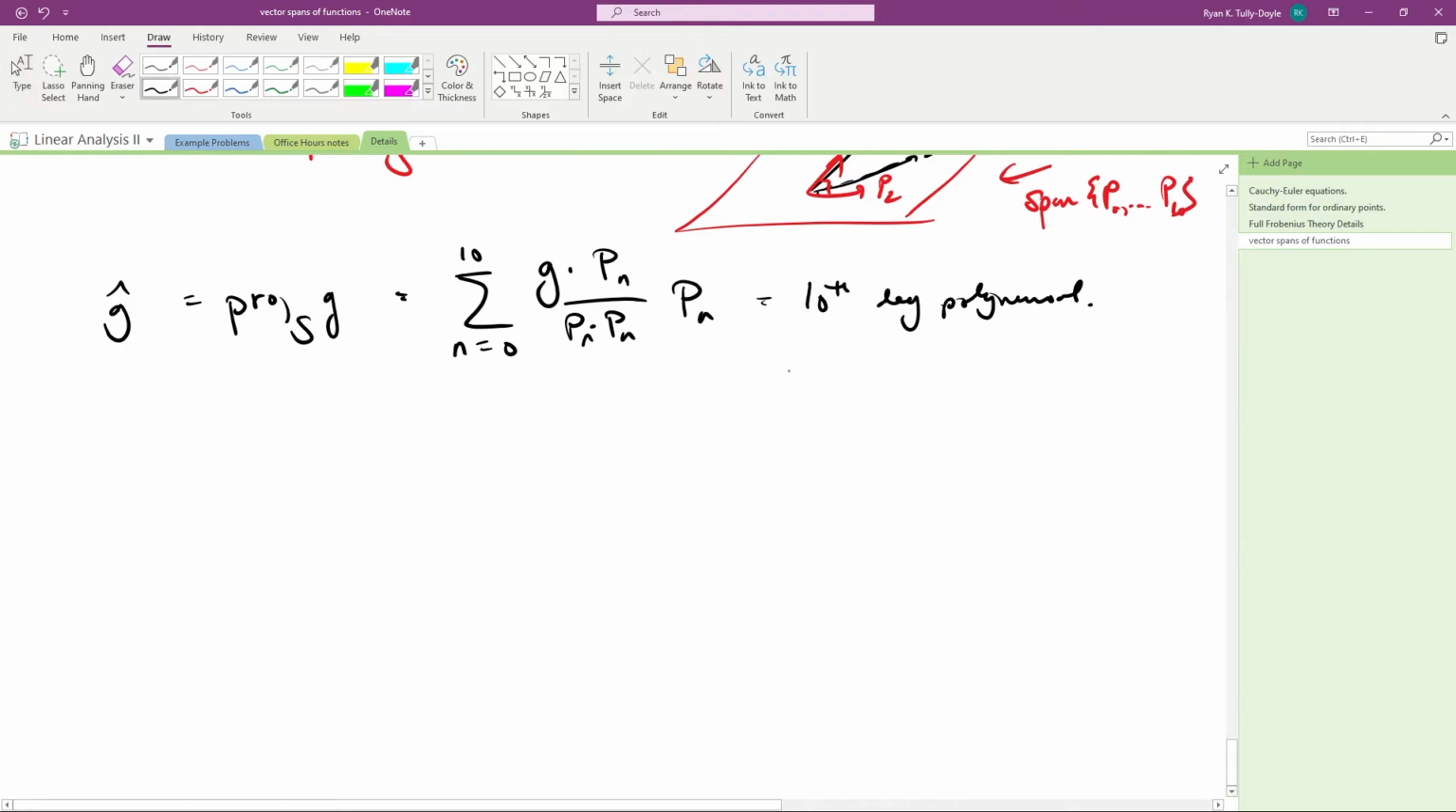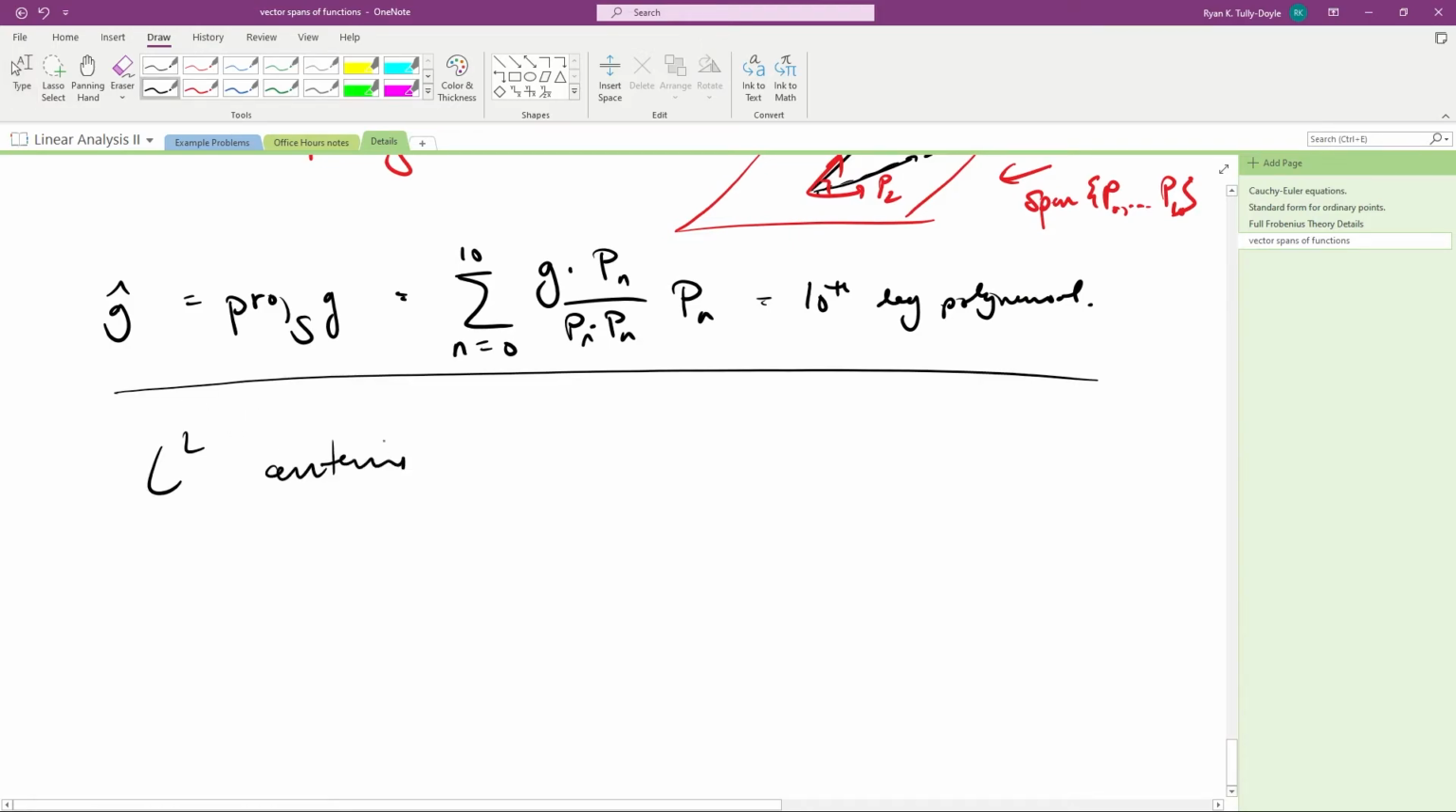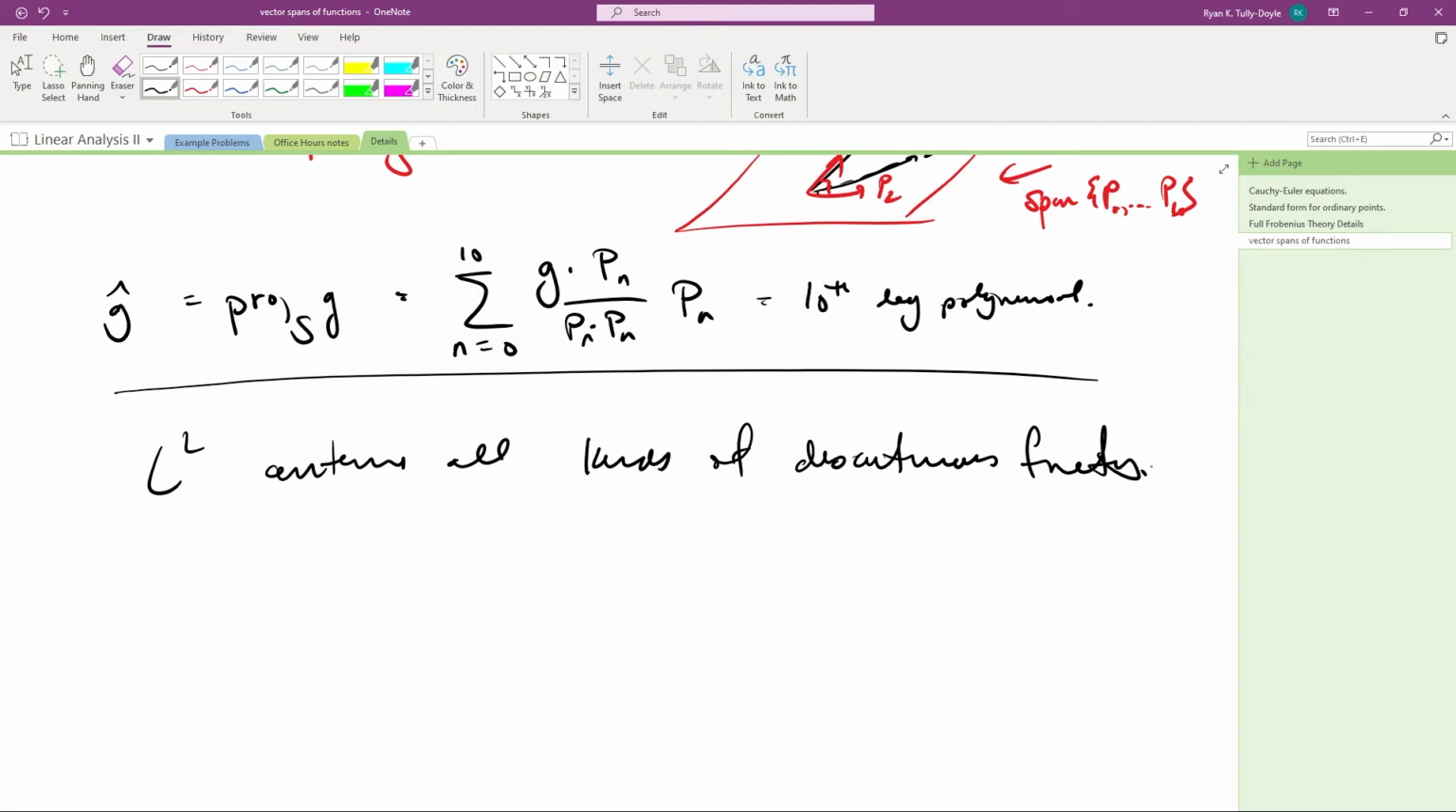So what do I mean? Well, L2 contains all kinds of discontinuous functions. So piecewise defined functions, for example. You could think of the example that I did in the demo, which is to think about a square wave. So a square wave is just a function that looks like this.